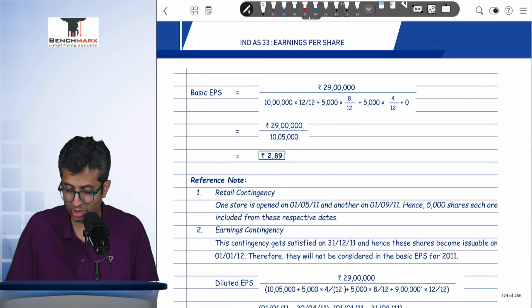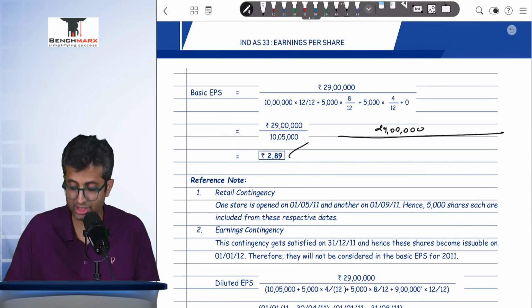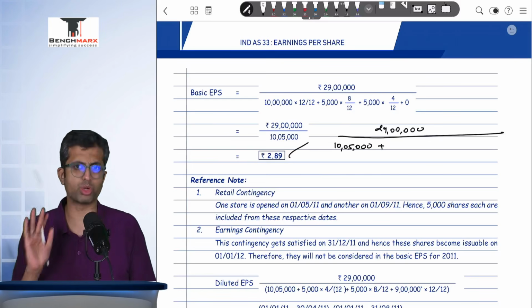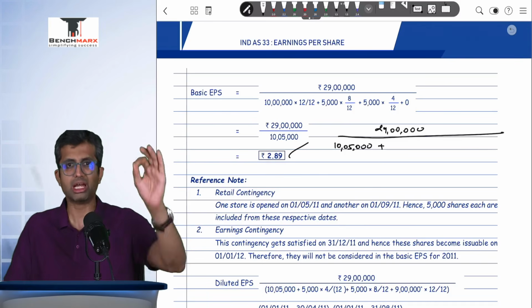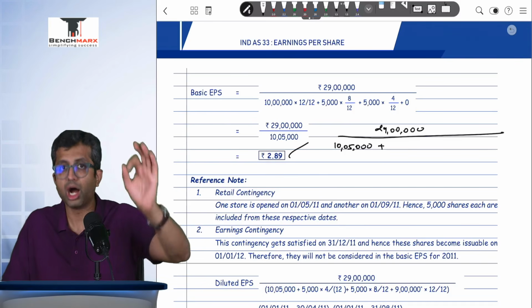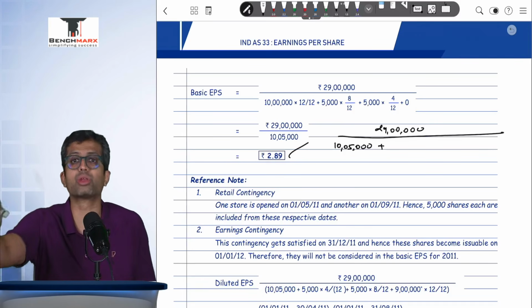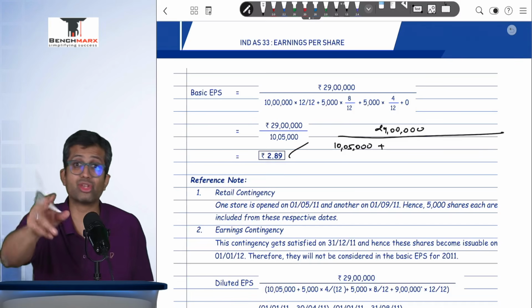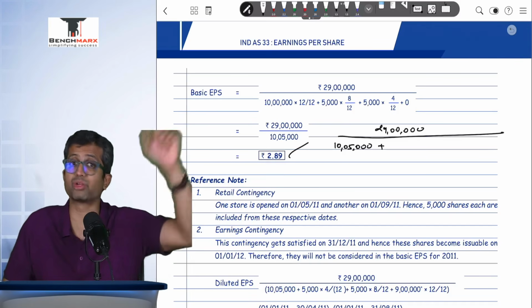Now, if I go to diluted, I will say that if the current period were to be the end of contingency, then were any shares issuable? Well, in the numerator, there is no adjustment. In the denominator, I will start where the basic ends. Let's say 10 lakh 5,000, alternative presentation is possible. I will then say that if the current period were to be the end of contingency, then 5,000 shares are issuable under the retail contingency. They are actually issued on 1st of May. However, they are potential from the start of the year. I'll again repeat, they are issued from 1st of May, but they are potential from the start of the year.